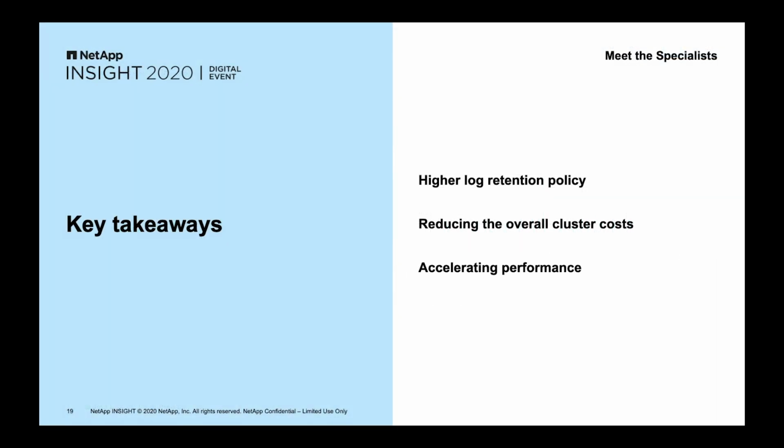We hope you took from this session that there's a better way to deploy Elastic in the public cloud, a way that allows you to save more logs while accelerating performance and reducing the overall cost. It's called Cloud Volumes ONTAP.